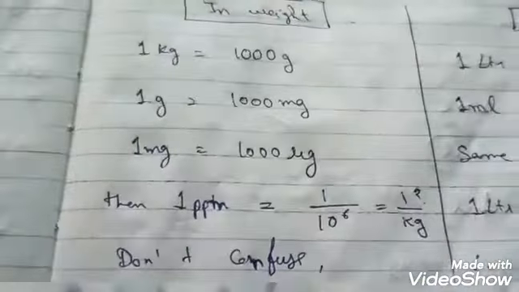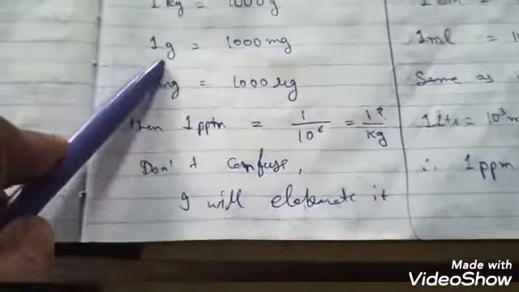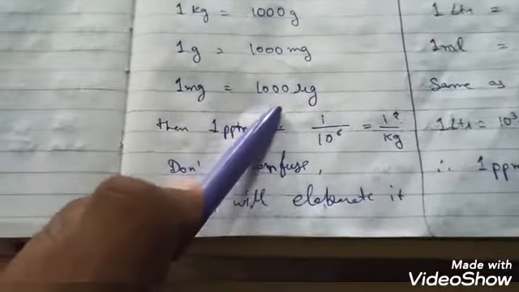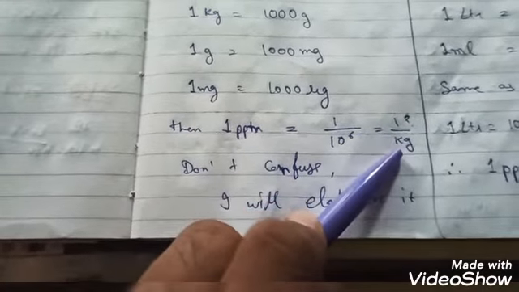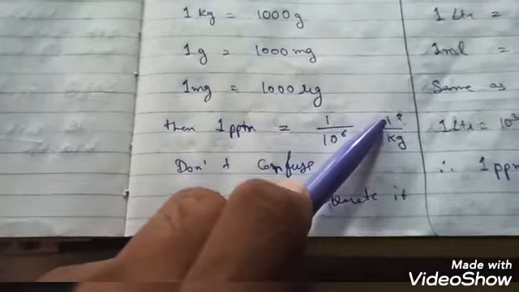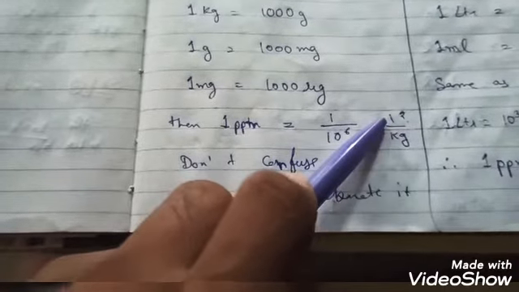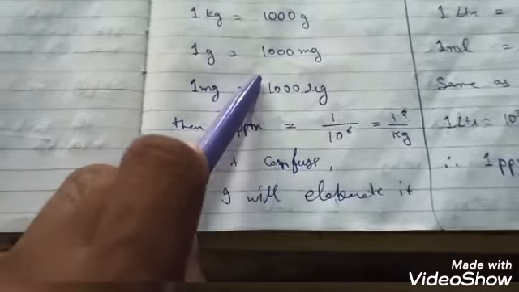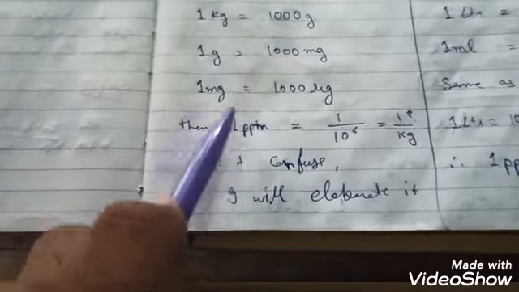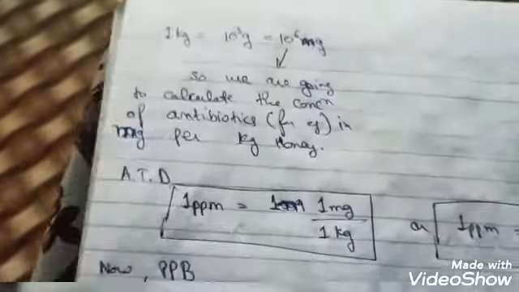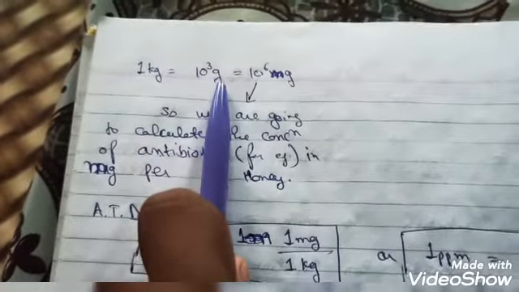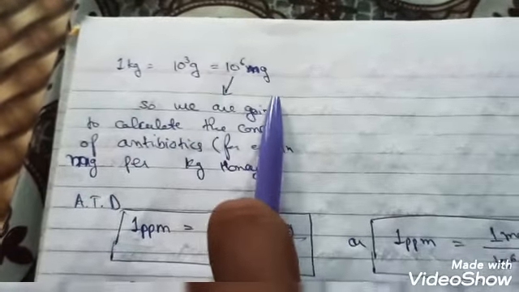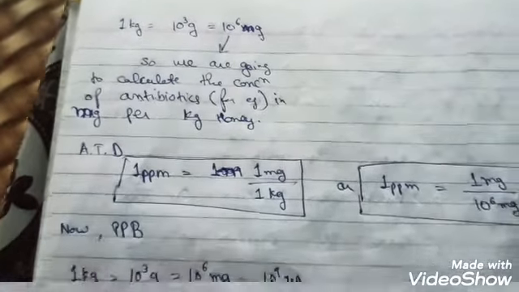Okay, now next, 1 ppm according to kg is 1 by 10 to the power 6. So 1 by kg, so in kg, the first term, what will be its power 6? mg. Don't confuse, I will elaborate it. So here 1 kg is equal to 10 raised to the power 3 gram is equal to 10 raised to the power 6 mg. I have already written it on the last page.